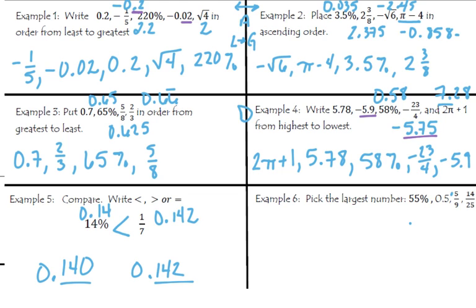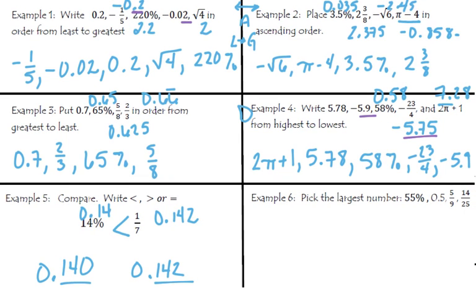The final one says pick the largest number. So again, they need to all be in the same form. So when you're doing this, you can use your stat key, you can order them, and then pick the number that's going to be at the top of your list if you do descending order, or you can turn them all into decimals and compare them. So 55% would be 0.55, 5/9 would be 0.55 repeating, and then 14 divided by 25 is going to be 0.56. So my biggest number here is going to be the 14 over 25 because 56 cents is bigger than any of the other amounts that we have.